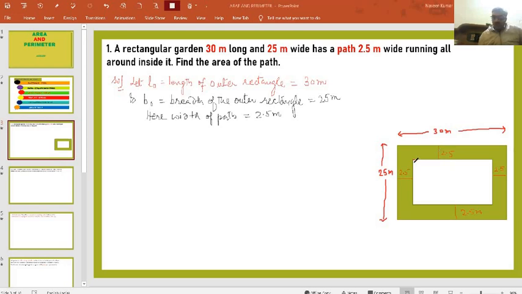Now we want to find out the length of the inner rectangle. How we can find out the length of inner rectangle? When we subtract this much length. What is this length? This is 2.5 from this side and 2.5 this side. अगर हम दोनों ओर से 2.5 सब्ट्रैक्ट कर देंगे 30 में से, तो क्या जाएगी? लेंथ ऑफ द इनर रेक्टेंगल. Write down now. That is length of inner rectangle.